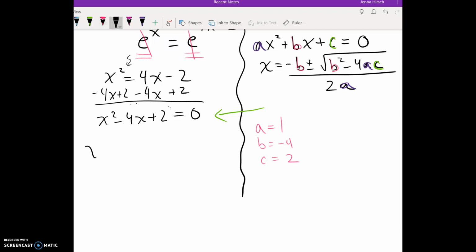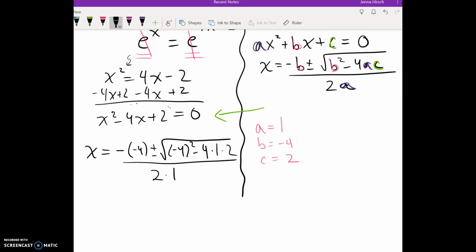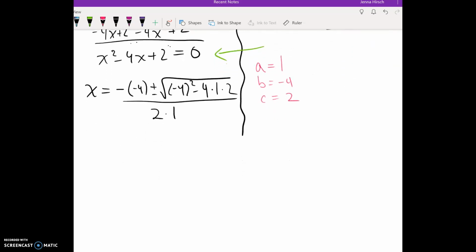So when we substitute it in, we get x is equal to negative b, and b is -4, so minus -4, plus or minus the square root of b squared, so -4 squared, minus 4 times a, which is 1, times c, which is 2, all over 2 times a, which is 1. All right, and now we're going to take the steps to simplify this as much as we possibly can. So we have x is equal to, -4 is the same thing as saying +4, plus or minus the square root of, -4 squared is 16, minus 4 times 1 times 2, which is 8, all over 2.